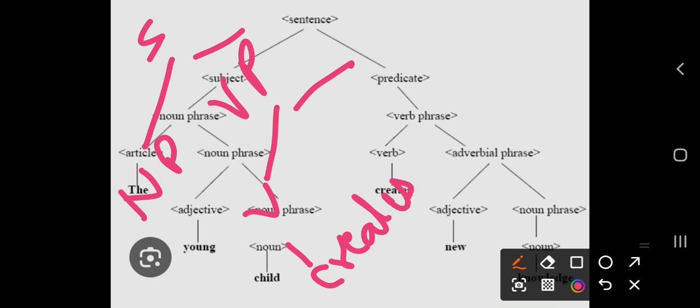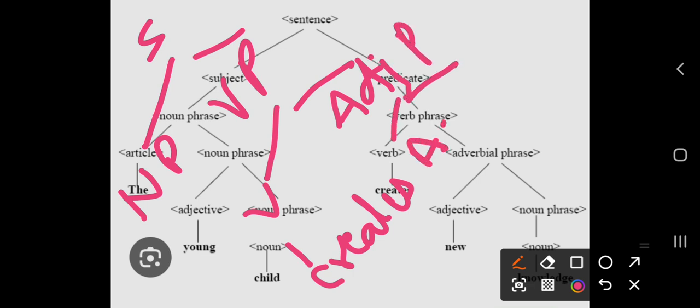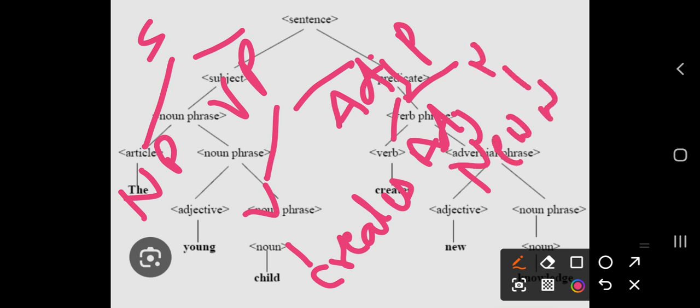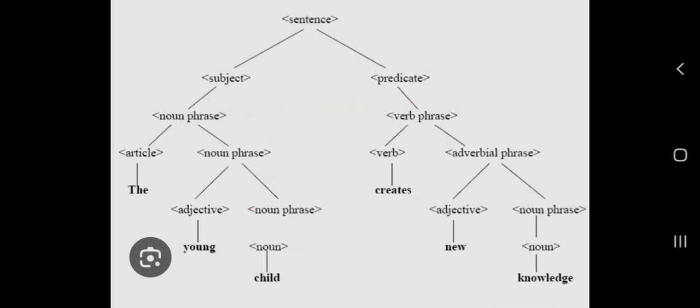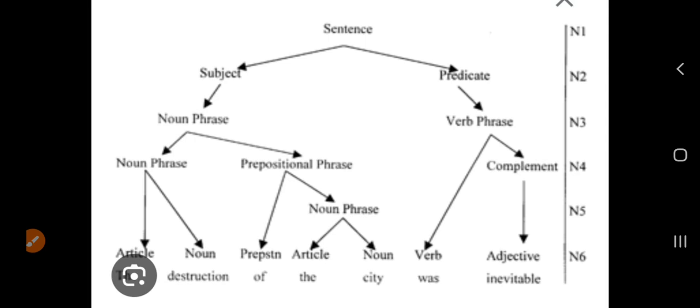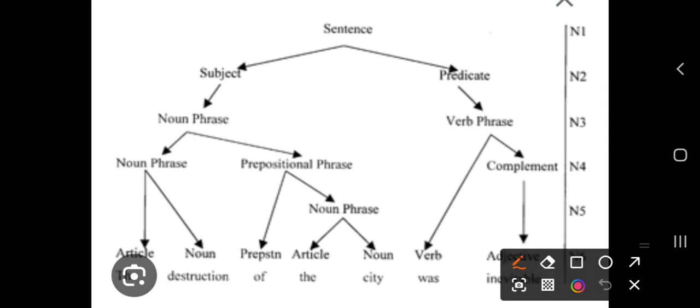Then new knowledge. So new knowledge is an adjective phrase. Here adverbial phrase is written, but actually that is adjective phrase. So the adjective is new, and knowledge is a noun. This way this sentence should be analyzed. Anyway, now next sentence.